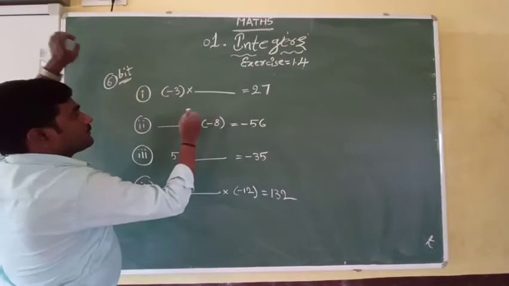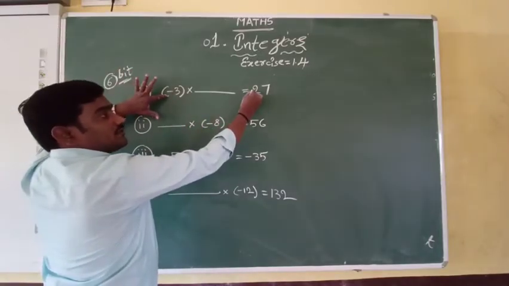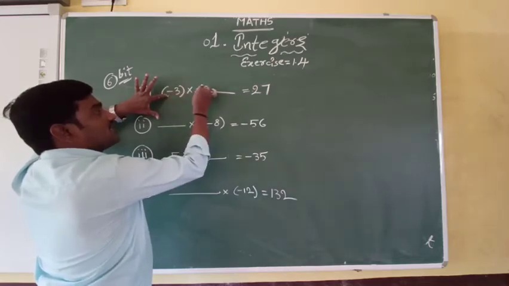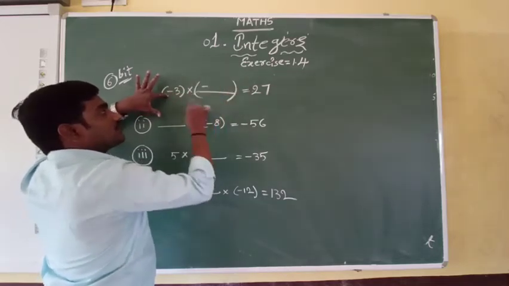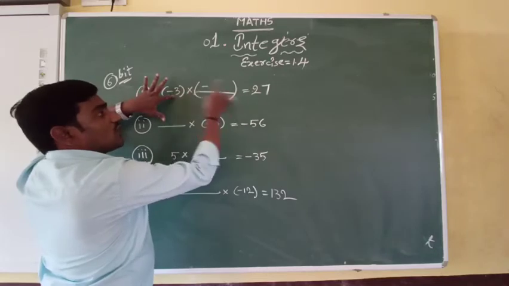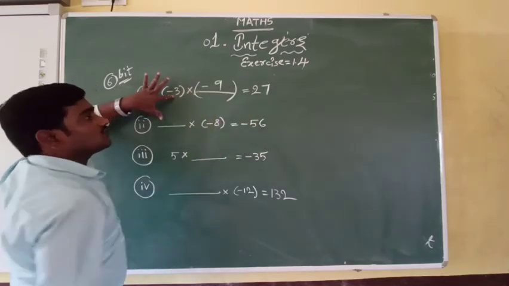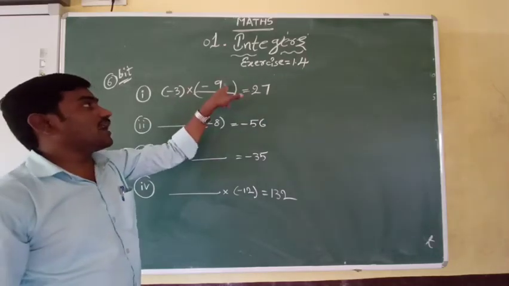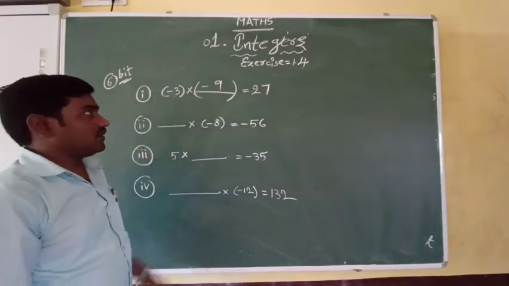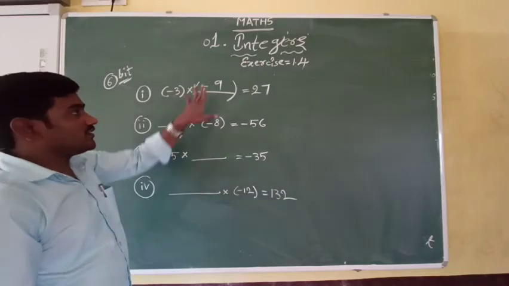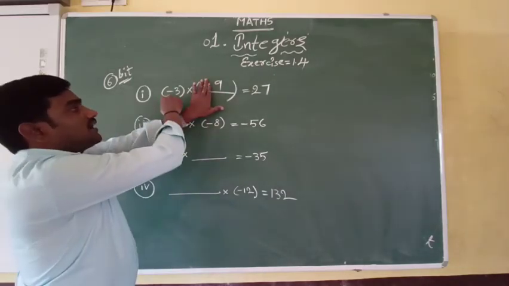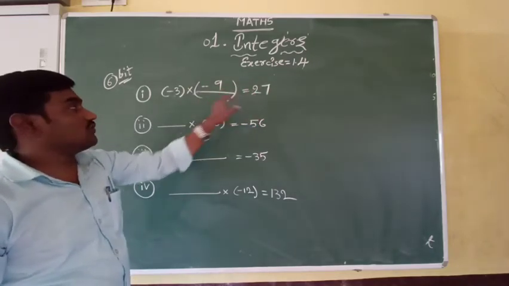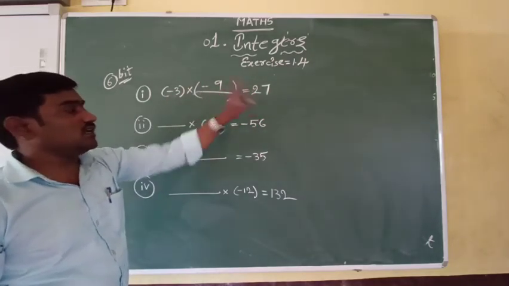See, minus into minus we get plus. 3 how many are 27? 3 nines are 27. Minus into minus is plus. So in the blank it should be minus 9, not plus 9. If it is plus 9, what happens? Minus into plus will be minus, you will get minus 27. But here it is already given plus 27. So minus into minus is plus, 3 nines are 27.